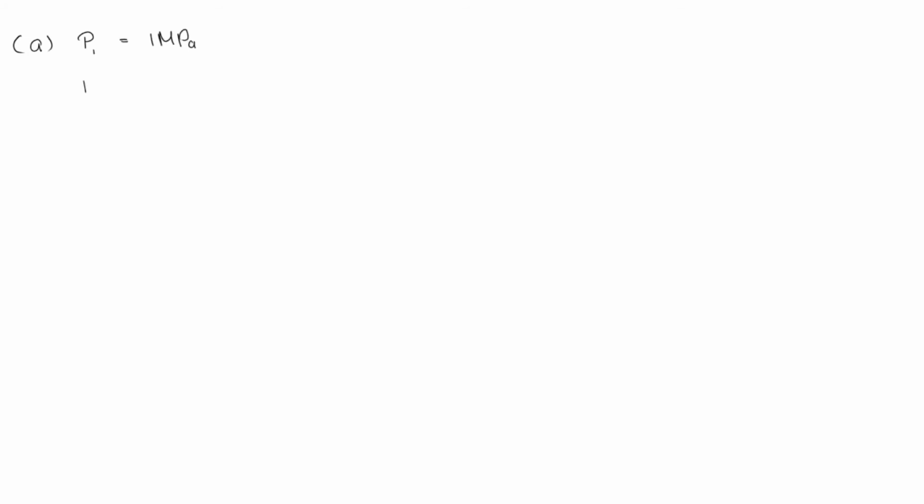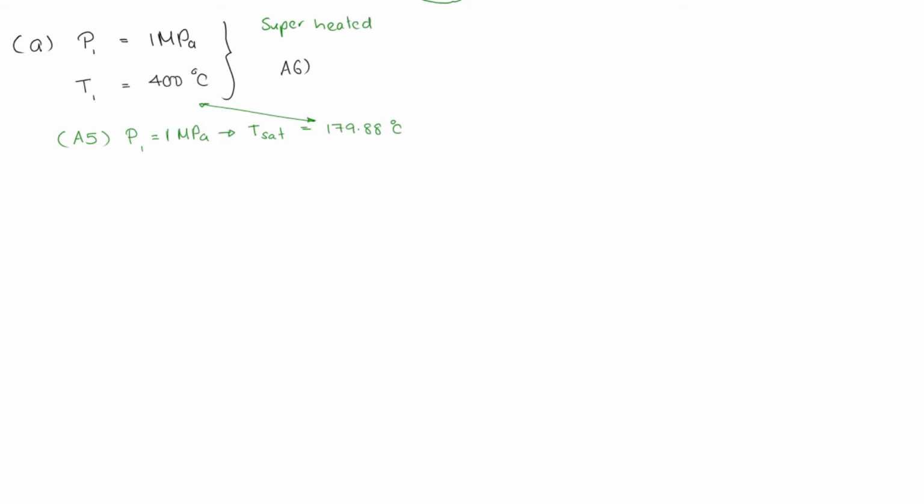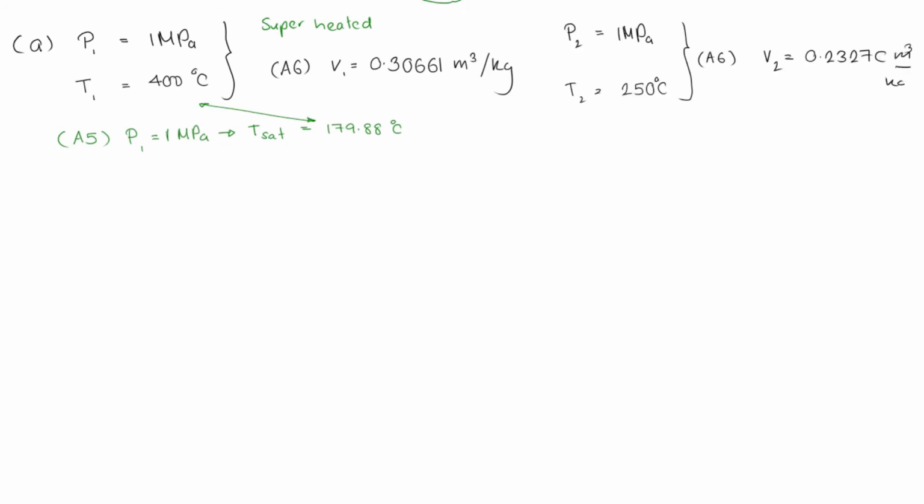Here we know P1 is equal to 1 megapascal and T1 is equal to 400 degrees Celsius. Using table A5, we can see that when the pressure is 1 megapascal, saturation temperature is 179.88 degrees Celsius. So we know that our system is in superheated state, and we can calculate V1 is equal to 0.3061 cubic meters per kilogram. Similarly, we can calculate V2. Then we can find WB using our equation for boundary work.